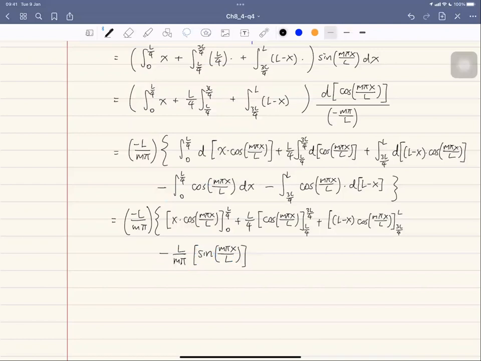Okay, good. And the last bit over here, I'm going to do this in my head, right? So this is minus dx. So you know what? I'm just going to keep that for now. But yeah, so this is going to turn into a plus. And it's going to, oops, I need to put in the limits over here first before I forget. And it will have a L over m pi again, sine m pi x over L, from 3L over 4 to L.